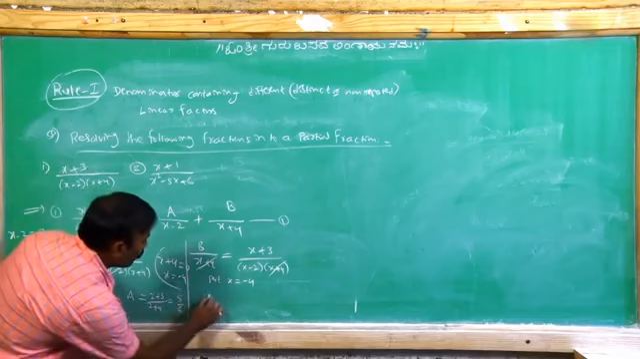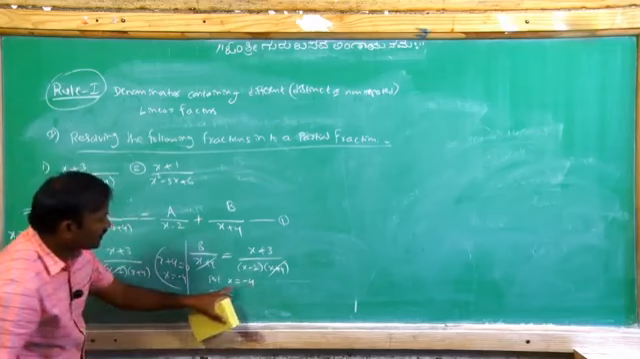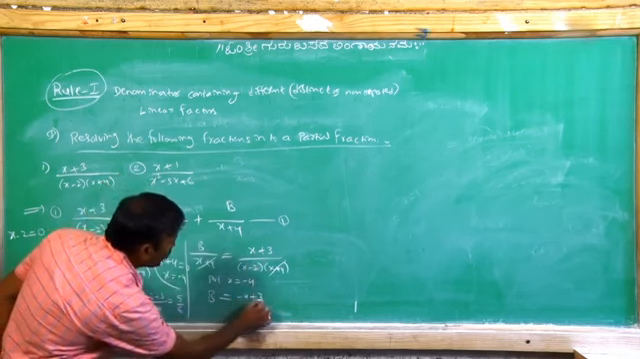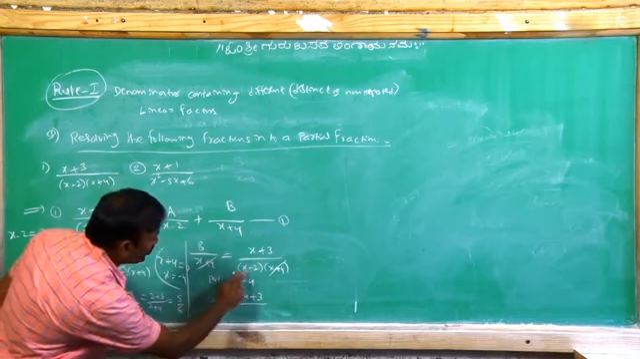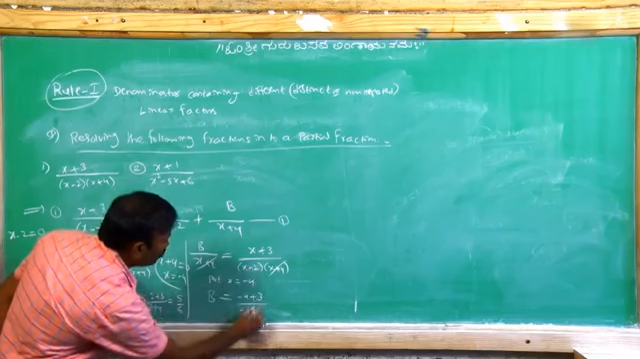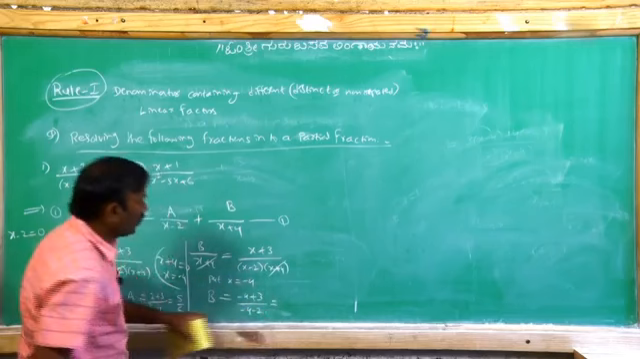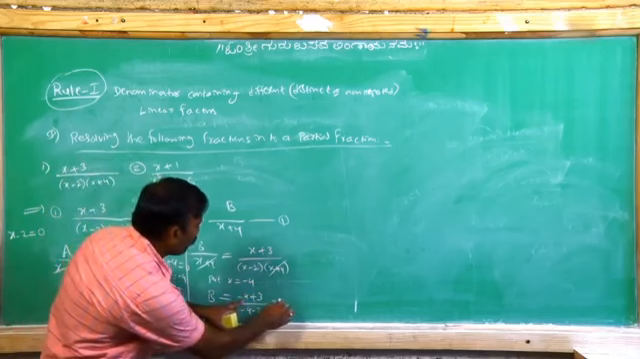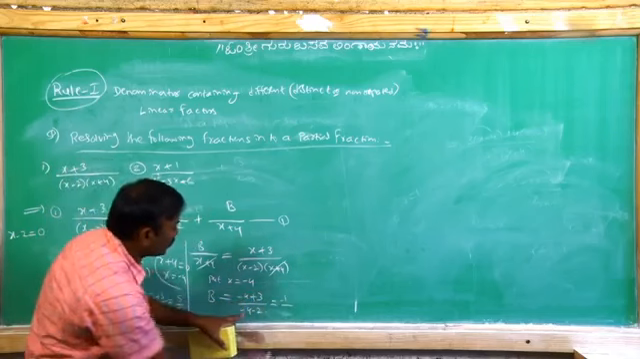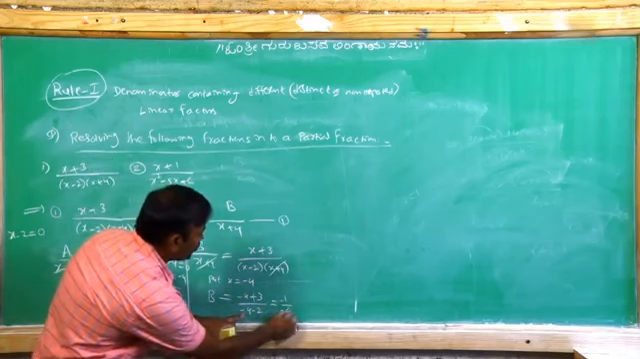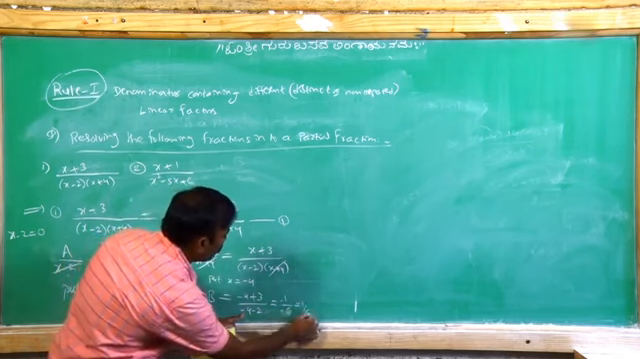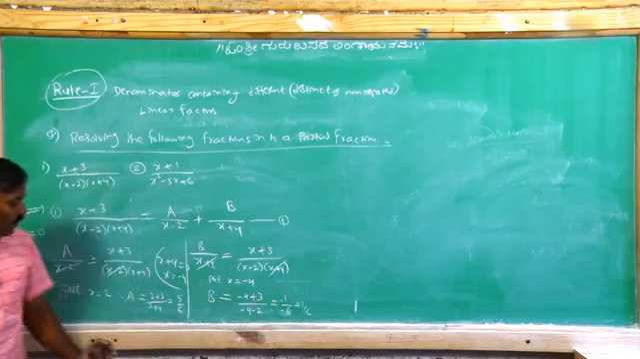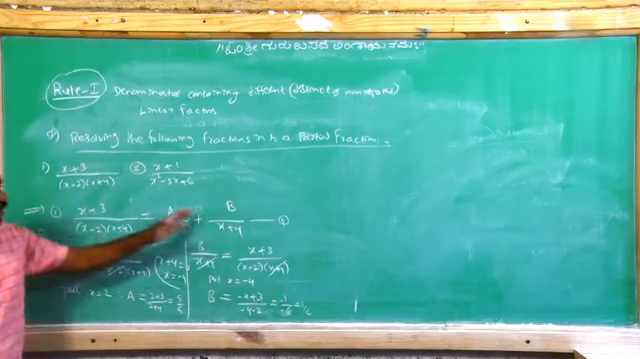Therefore, b equals x plus 3 divided by x minus 2, with x equal to minus 4. This equals minus 4 plus 3 over minus 4 minus 2. Minus 4 plus 3 is minus 1, so minus 1 over minus 6 is equal to 1 by 6. So the b value is 1 by 6. Now put the values of a and b in equation number 1.